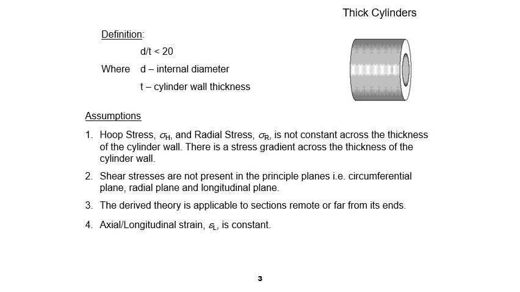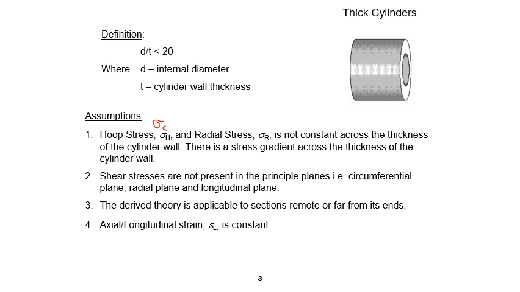The assumption that we use when developing this theorem by Lame is that hoop stress, or circumferential stress, depends on which text you use. Some will call it circumferential stress, some will call it hoop stress. They are the same. And radial stress, sigma r, is not constant across the thickness of the cylinder wall. In thin cylinder it is different. And there is a great stress gradient across the thickness of the cylinder wall.